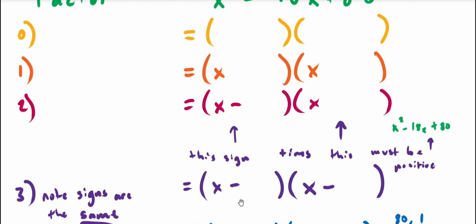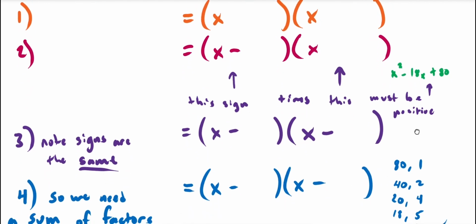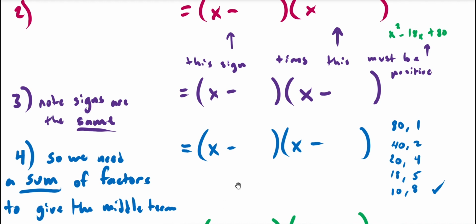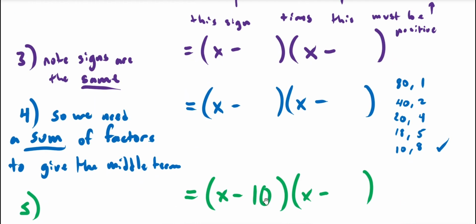So now look, we filled up everything, including the signs, except for these last two terms. And we note that those signs are the same. Same sign, sum. We are looking for a sum of factors which will give me the middle term. So what factors of 80 have a sum of 18? Going down my list of factors of 80, I see that I get to 8 and 10, and they have a sum of 18. So I put the 10 in the first spot.